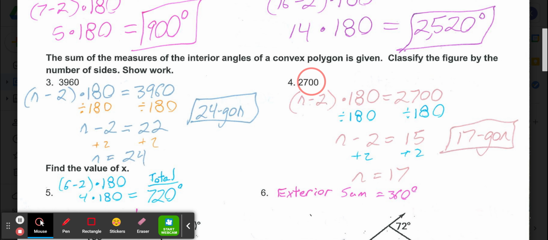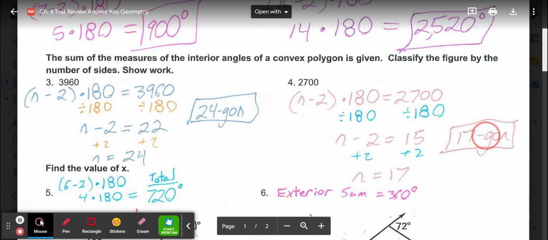Then with number 4, we have 2,700 degrees. So (n minus 2) times 180 equals 2,700. Divide by our 180 again. N minus 2 equals 15. Add the 2, and our number of sides is 17. So our figure would be a 17-gon.